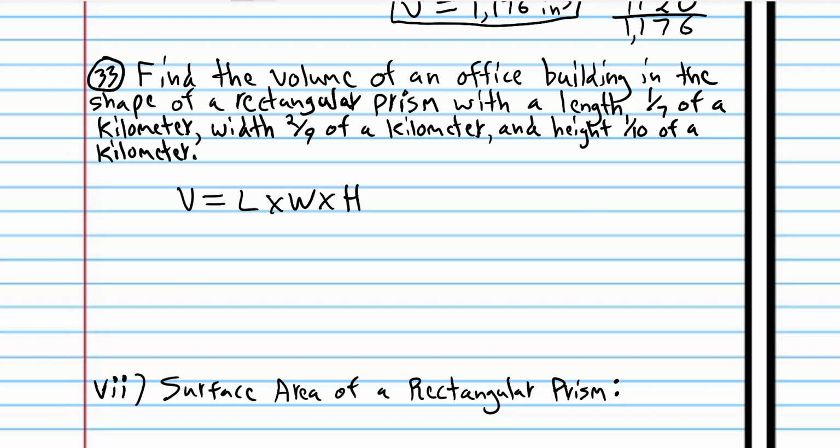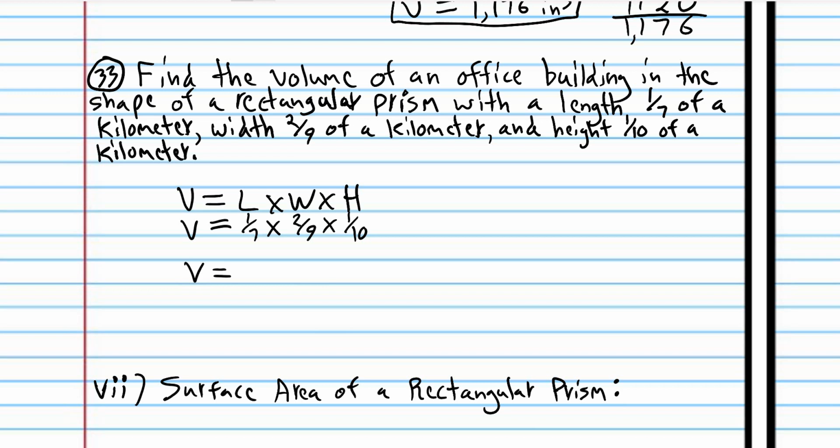So volume equals length times width times height. The length is 1/7. The width is 2/9, and the height is 1/10. So as you can see, even though we have fractions, it's the same procedure here. We're just plugging in the numbers. I'm going to skip a line so that I don't run into those numbers.